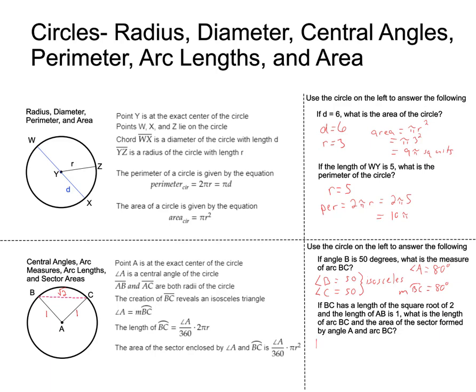So the length of BC is equal to angle A, which is 90 over 360, times 2 pi r, or 2 pi times 1, since the radius is 1. In other words, we have 1/4 times 2 pi. That gives us 1/2 pi.